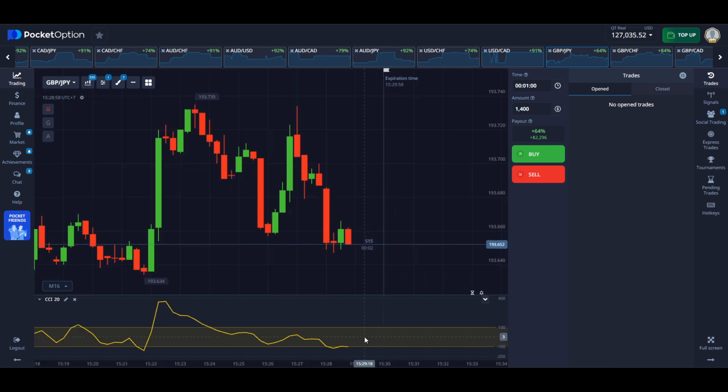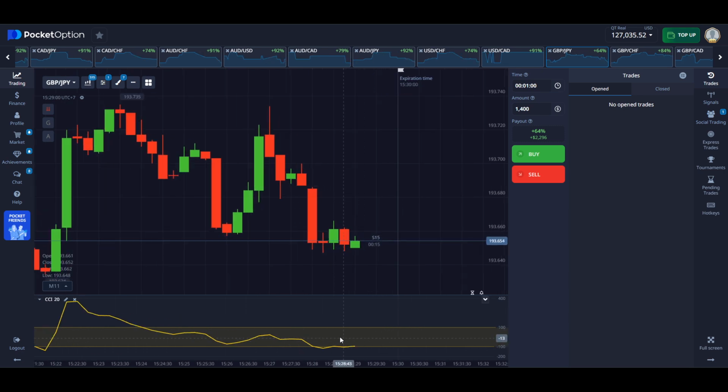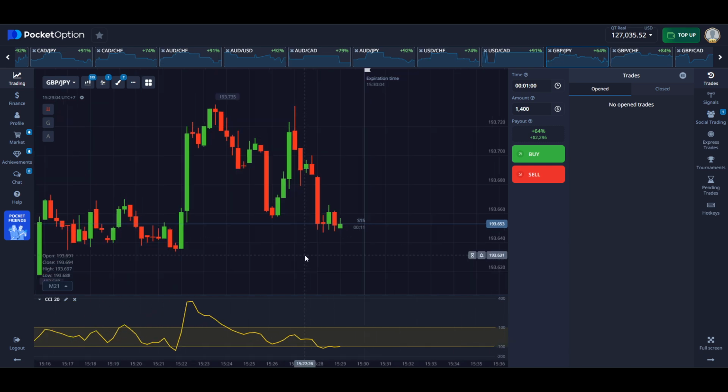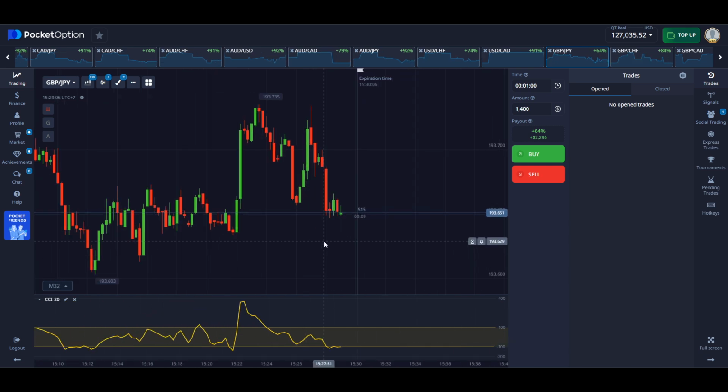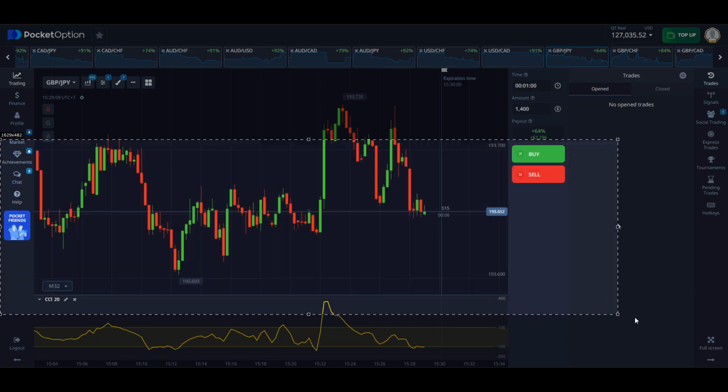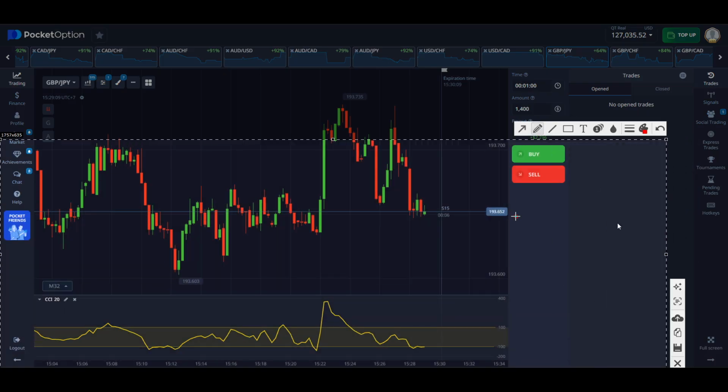I open the broker and see that the price is currently in the lower range in the minus 100 zone. That's why I'm not going to open this trade right now. I'll skip this signal. And let's immediately talk about where we open our trades and where we don't.